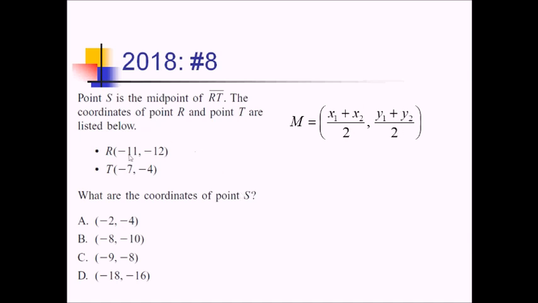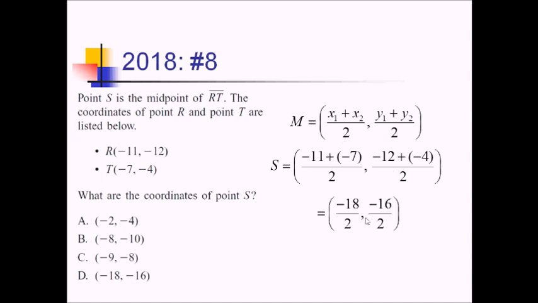So let's just set that up. We're going to have negative 11 plus negative 7 over 2 and negative 12 plus negative 4 over 2. So that'll be negative 18 over 2 and negative 16 over 2, which I can reduce to negative 9, negative 8, which gives me answer choice C.